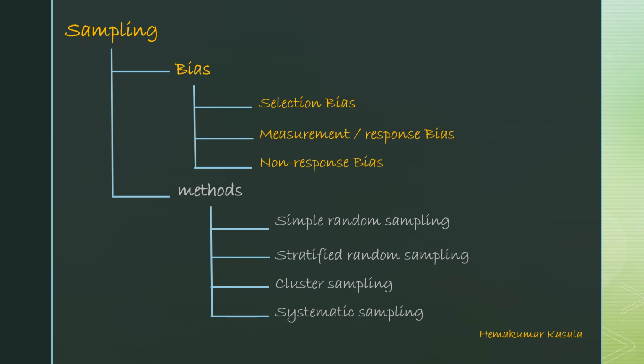The next thing that one needs to understand is about various methods that are known to implement sampling: simple random sampling, stratified random sampling, cluster sampling, and systematic sampling. We'll understand each one of them in detail, their pros and cons, and when to choose which method. Let's get into the video.